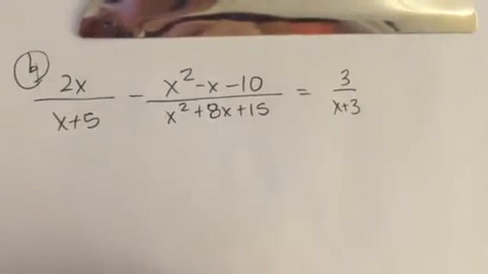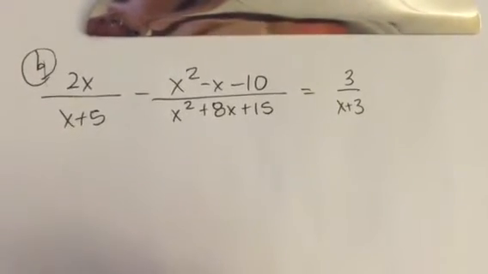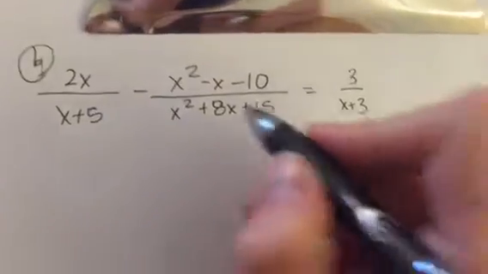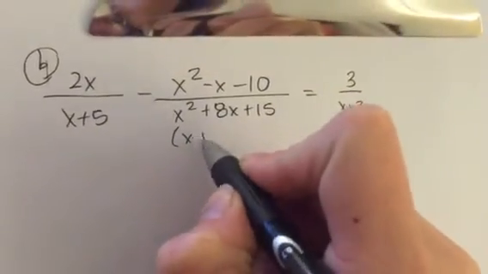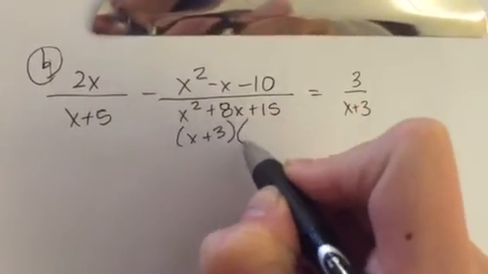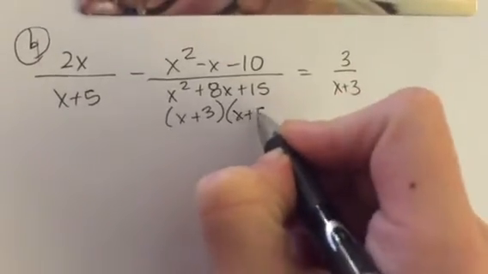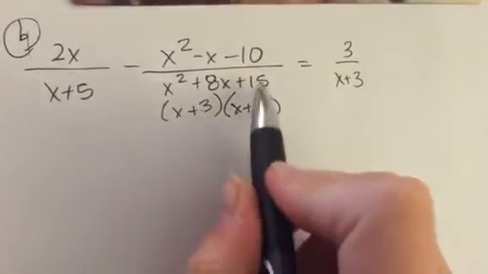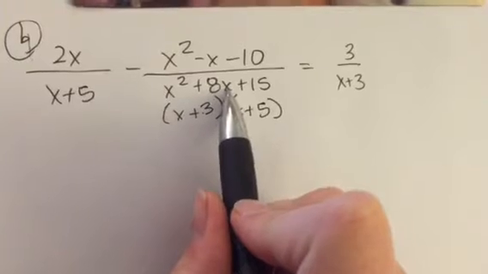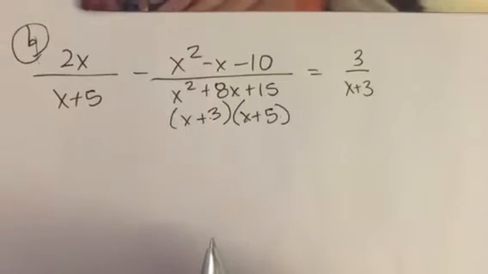Alright, welcome back. We're going to work on letter B. First thing we always need to do is find a common denominator. I'm going to do that by breaking this into pieces, right? X plus 3, x plus 5, right? That's 3 times 5 is 15. 3 plus 5 is 8, right? That's my normal diamond factoring.